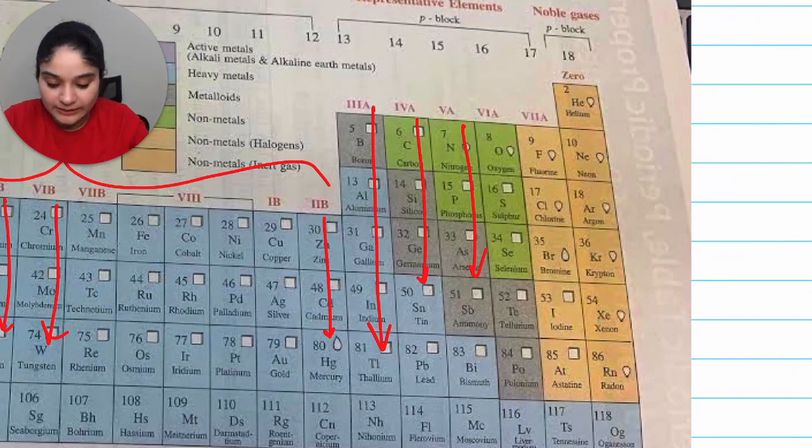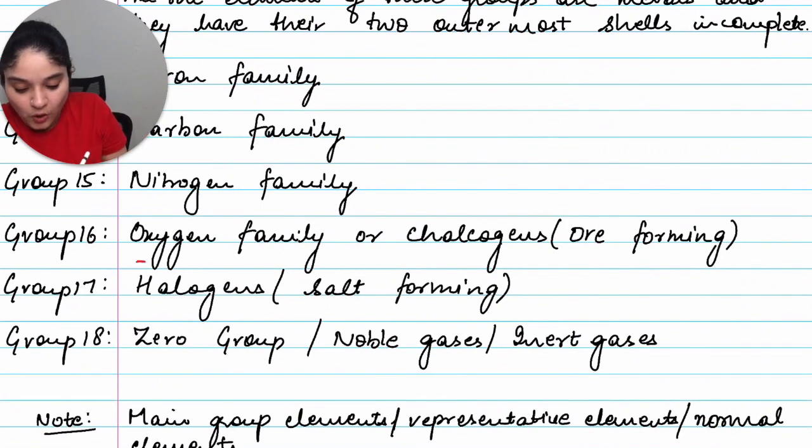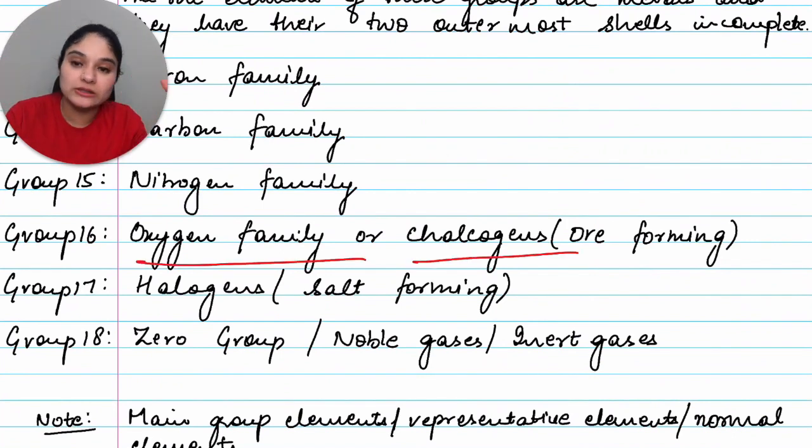Now let's come back to what information is left. You have carbon family. Then you have oxygen family or chalcogens family, that is ore forming, because oxygen is the basic element when we talk about ores. So you can call it chalcogens. A lot of teachers call it chalcogens.